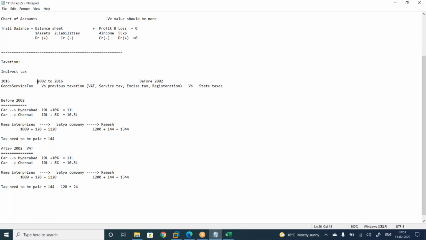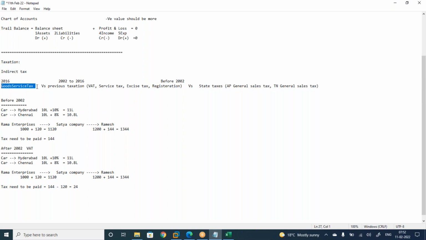All of it was combined into only one tax. Whereas earlier there was AP GST, Andhra Pradesh General Sales Tax, this is long back, and Tamil Nadu General Sales Tax. In these situations, based on the place, tax will be changed. Whereas in this one, based on the item, the tax will be changed.